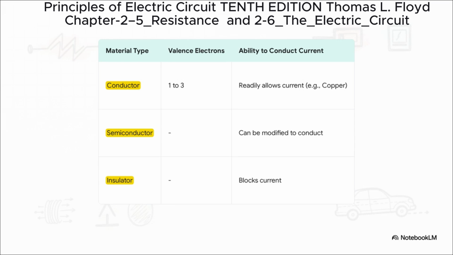This property isn't just some random thing. It's built right into the material's atomic structure. You look at something like copper, it's got these 1 to 3 valence electrons on the outside that are just barely hanging on. They're easy to push around, which makes it a great conductor. But then you look at an insulator, it's got more than 4 of those electrons, and they are held on tight. They don't want to move, which is why they're so good at blocking current.